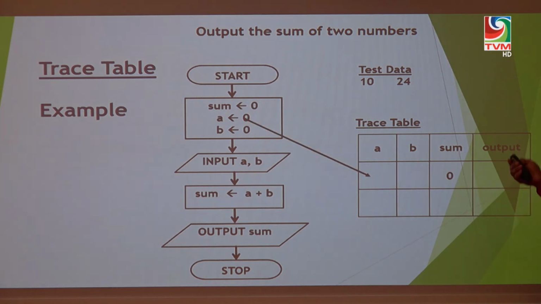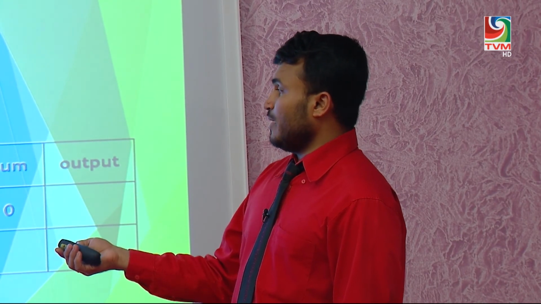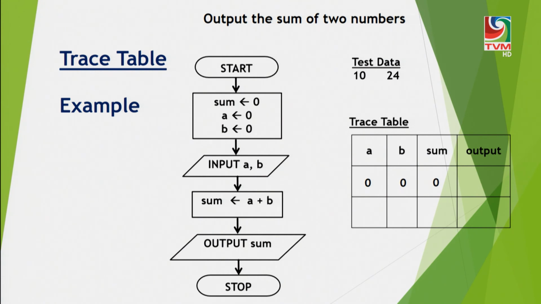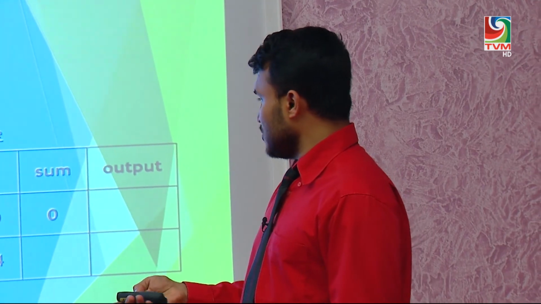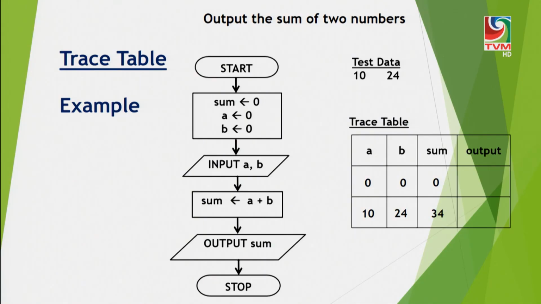Now again, write A equal to 0, and B equal to 0. Then next is input A comma B. I already told you the value of A is 10 and the value of B is 24. So input A is 10, 10 will go here, and B is 24, 24 will be taken to B. Now sum equals A plus B. You are adding 24 with 10, so your sum value is 24 plus 10, that is 34.